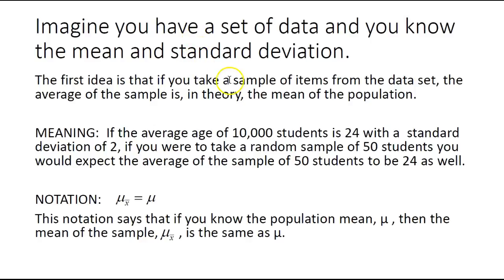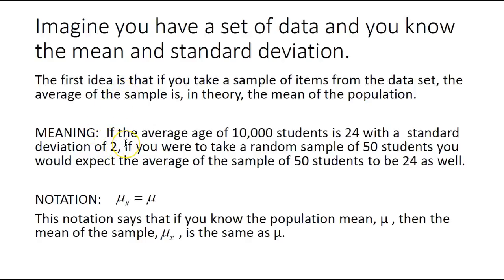If you were to take a sample from the population, in theory, the average of your sample should be the average of your population. There's no guarantee that's true, but that's the theory. And we're going to use that, and then we'll explain why.